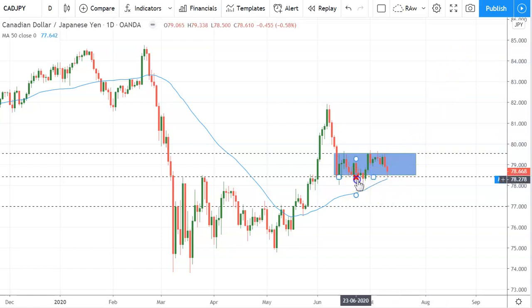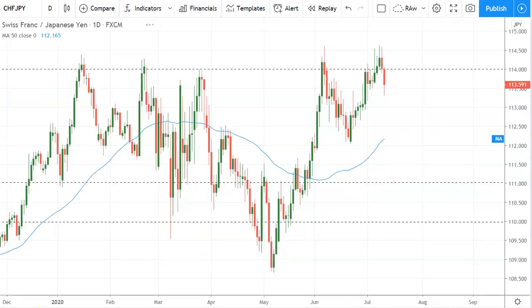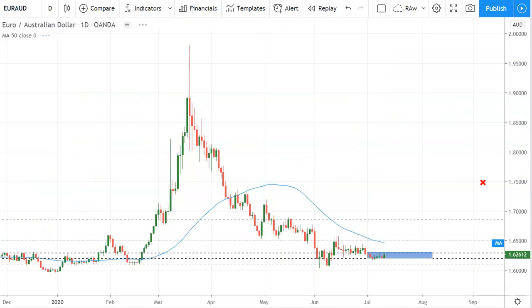Failing that, this level here that I've got the cross on is a really key level, and you should possibly be looking for a bounce off here with strength in the Canadian dollar and weakness in the JPY. CAD Swiss is a write-off for me right now. I'm not even bothering with that, so we won't waste any time.